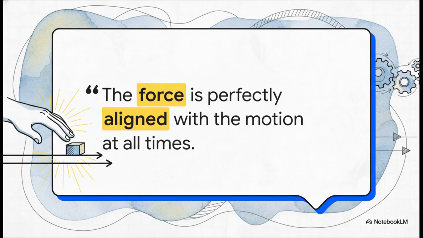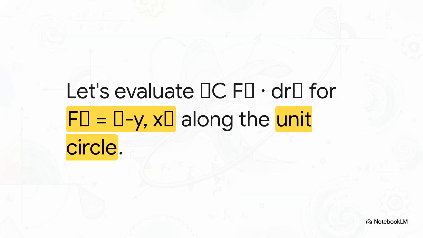Okay, for our last example, let's look at a really special case, a situation where, as the source material puts it, the force is perfectly aligned with the motion at all times. So what does that even look like? We're going to explore this idea with a force field, F equals negative y comma x. Now, this particular field creates a vortex, kind of like water swirling down a drain, pushing everything counterclockwise. We're going to calculate the line integral around a unit circle. When your path is a closed loop like this, the answer actually gets a special name. We call it the circulation. It's a measure of how much that field wants to spin things around that loop.